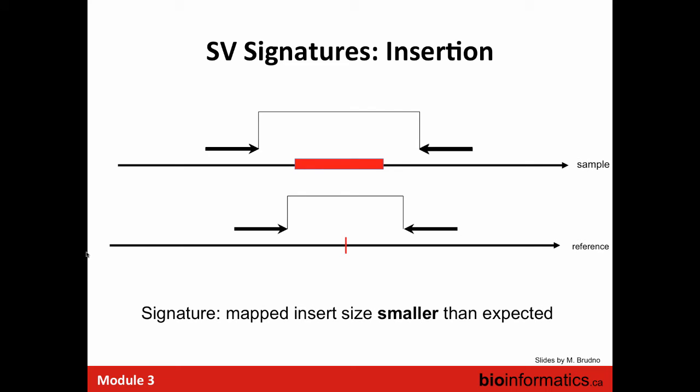Now, the second type of structural variation signature is an insertion. Here, the sample that we've sequenced has some block of sequence that's not in the reference genome. Again, the novel sequence is this red block, and the breakpoint is just this red vertical line in the reference. When we map these reads, which span the insertion, so there's one read on the left half of the insertion and one read on the right half, they're going to map much closer together because the reference doesn't have this red block of sequence. So the signature of an insertion is reads mapping closer together than expected.